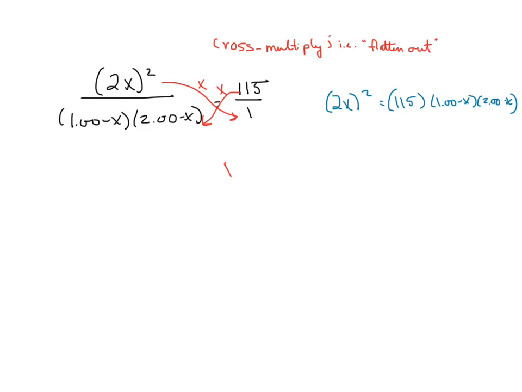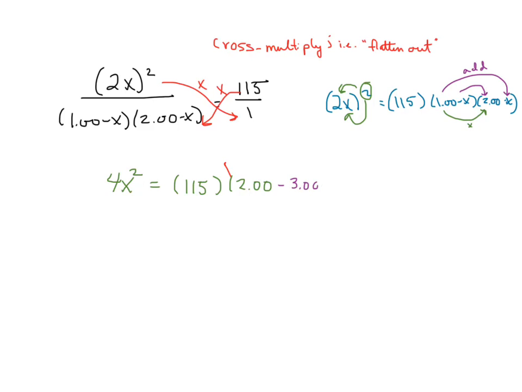Now, you can do this a couple different ways. I showed you how I distribute the squared through the quantity 2x. That makes it 4x squared. Then I took my 115 down because it's just a number. And what I focused on was the quantity 1 minus x times the quantity 2 minus x. Some of you already know how to do this.